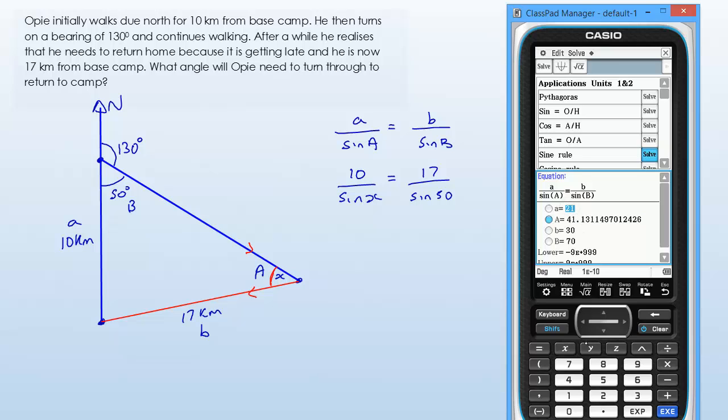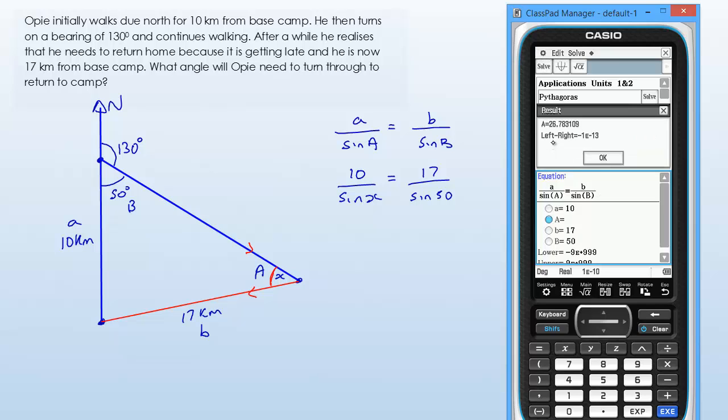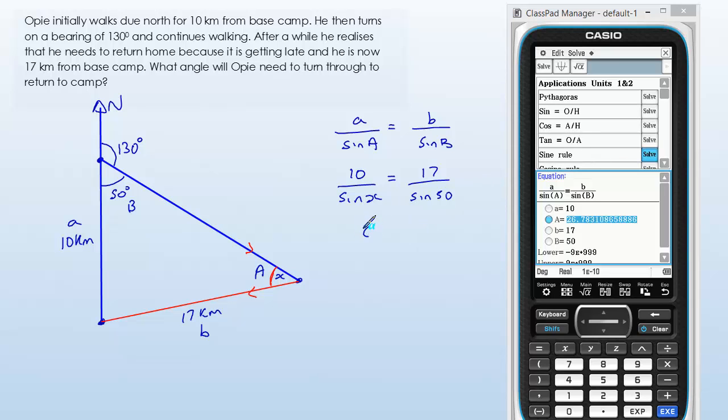So this one, a is 10, big A is what we're trying to find, b is 17, and big B is 50, and then we'll solve, and it gives us 25.78. So X is equal to 25.78 degrees, correct to 2 decimal places.